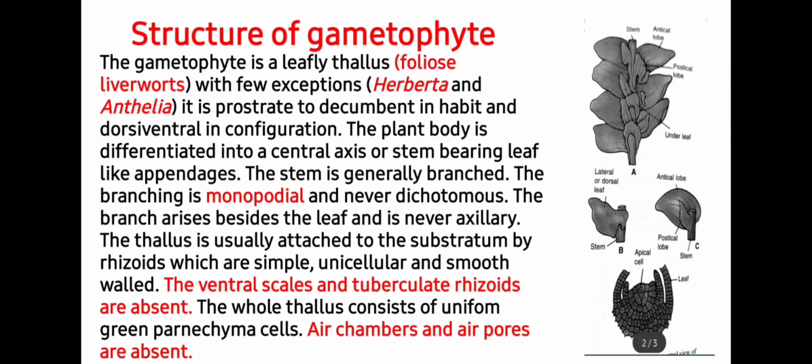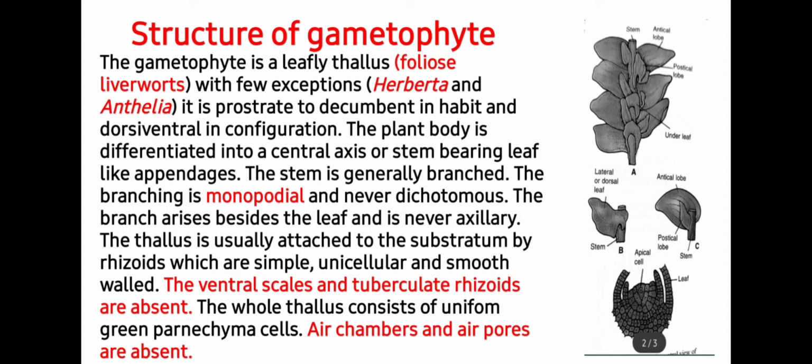Next is the structure of the gametophyte. The gametophyte here is a leafy thallus, so they are also called foliose liverworts. But there are a few exceptions, for example Haplomitrium and Anthelia, where it is prostrate to decumbent in habit and dorsiventral in configuration. The plant body is differentiated into a central axis or stem bearing leaf-like appendages.